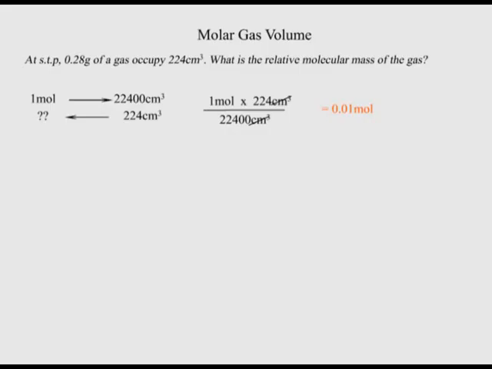Relative molecular mass is given by mass over the number of moles. That is 0.28 over 0.01, which gives us 28 grams per mole.